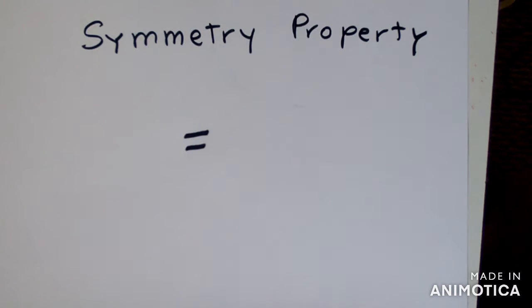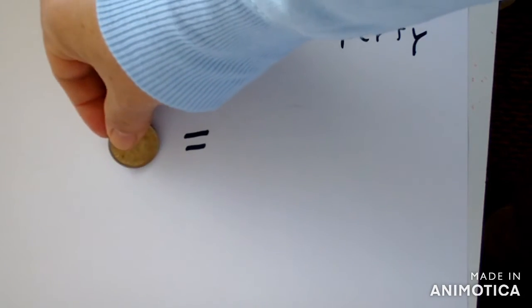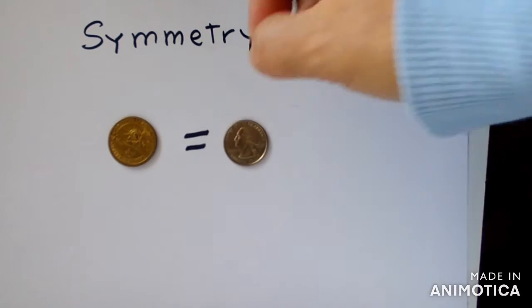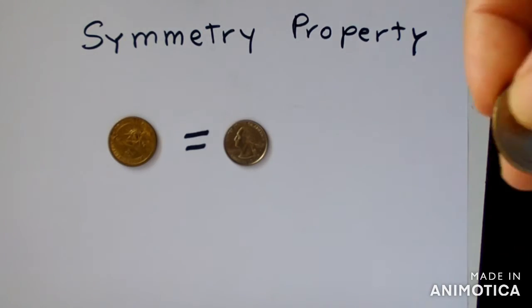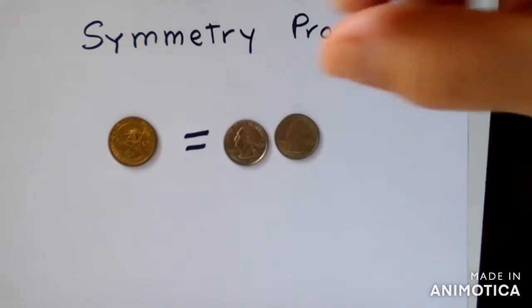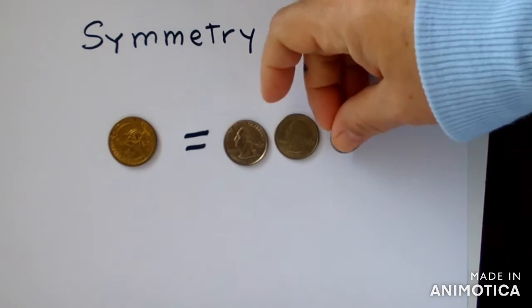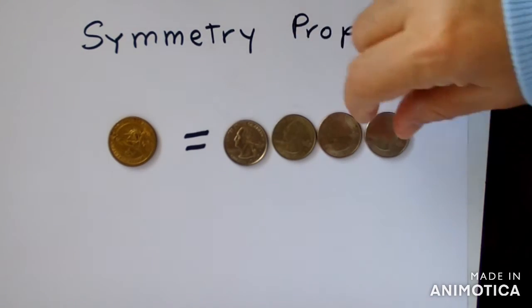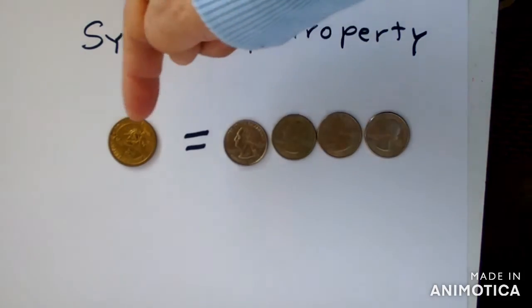Symmetry property. What does it mean? Here I have a $1 coin. Okay, this coin is $1. That is the same as if I have 1, 2, 3, 4 quarters. 4 quarters is the same as $1.